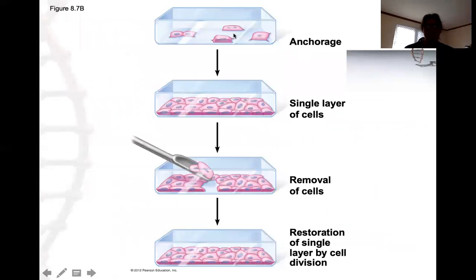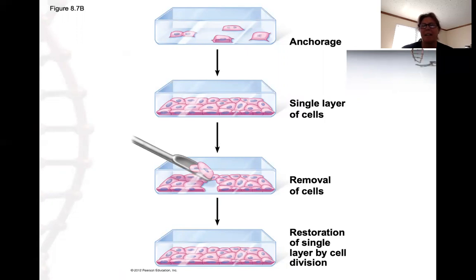So this is anchorage. The bottom of these dishes, these are special dishes we use in cell and tissue culture when we want to grow eukaryotic cells, specifically mammalian cells. They are etched on the bottom, so it allows the cells to actually anchor. And once they're anchored, they can start undergoing mitosis. They will undergo mitosis until they are touched by other cells.